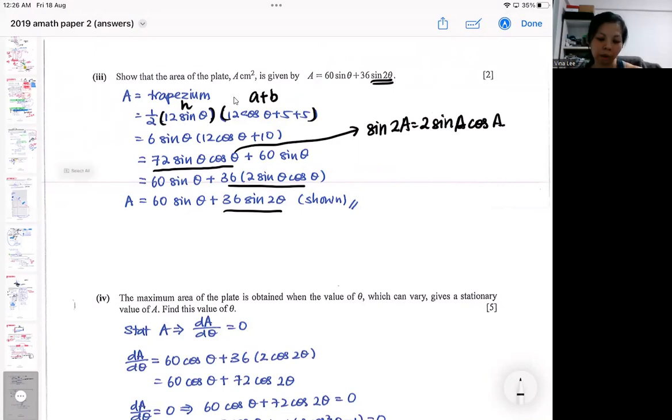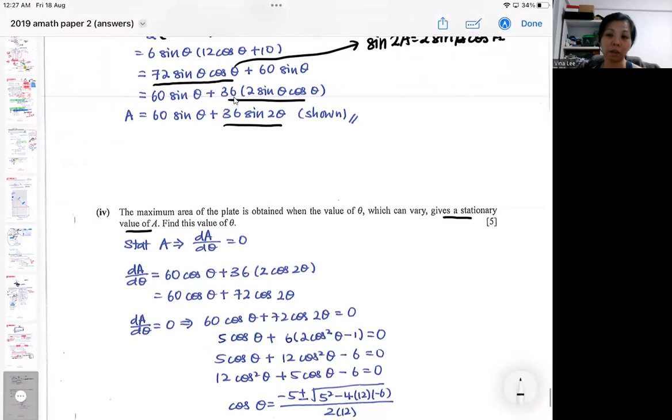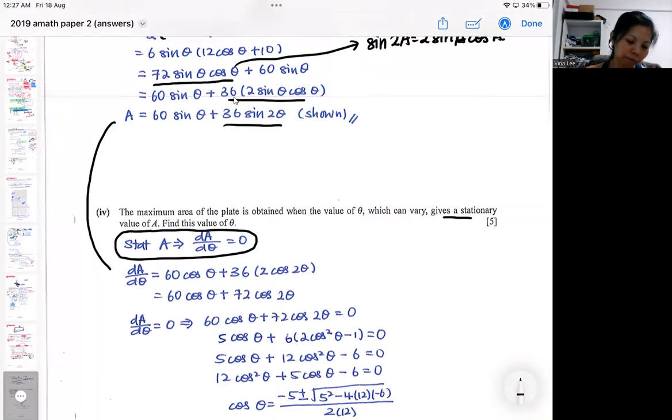And then we got to apply our idea of stationary value. So in the next part, the maximum area is obtained when it gives a stationary value. So this is the stationary point concept. So I got to differentiate. You got to remember the concept. Stationary area means I got to differentiate area equal to 0. So that's exactly what I will need to differentiate.